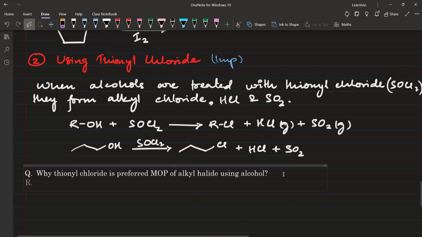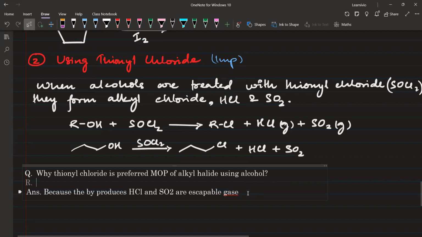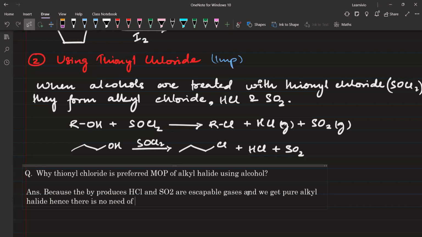So the reason is, write the answer as: because the byproducts HCl and SO2 are escapable gases. These are gases, and if you have any gas as the byproduct, they will escape on their own. So you don't have to do any purification, and you will get alkyl halide in the pure form. And hence, there is no need of purification. Okay, so please copy this down.